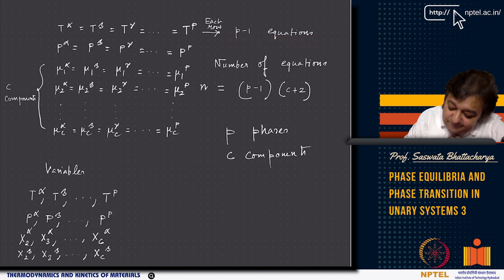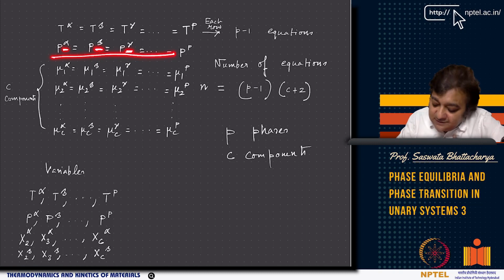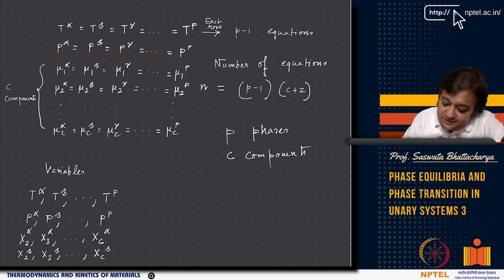Similarly for P alpha, P beta, P gamma up to P with superscript P, because superscript P denotes the number of phases. So basically the total number of phases is P. This is phase P, this is phase gamma, this is phase beta, this is phase alpha. The pressures have to be equal across all phases when there is mechanical equilibrium, so here also you have P minus 1 equations.